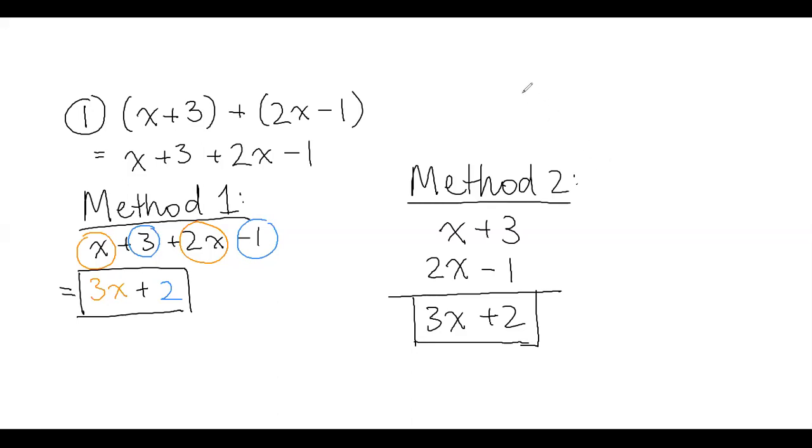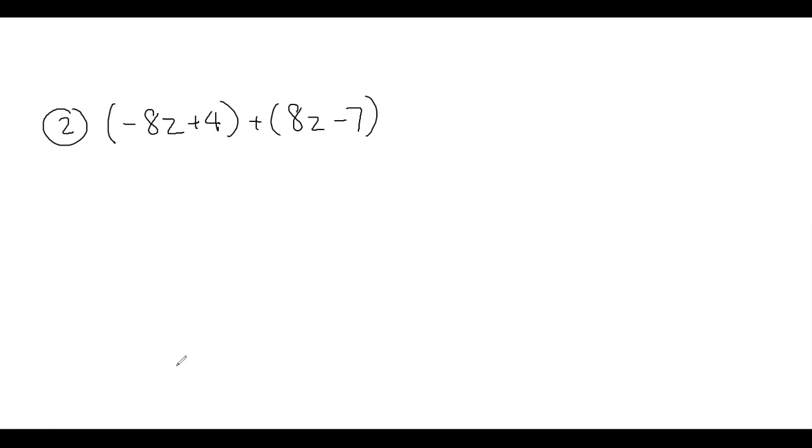Okay, I'm going to clear this. We'll talk about number 2. The quantity -8z plus 4 plus the quantity 8z minus 7. Okay. So same thing here. No numbers outside the parentheses, so I don't need to distribute. I can just drop the parentheses. This is the same thing as -8z plus 4 plus 8z minus 7.